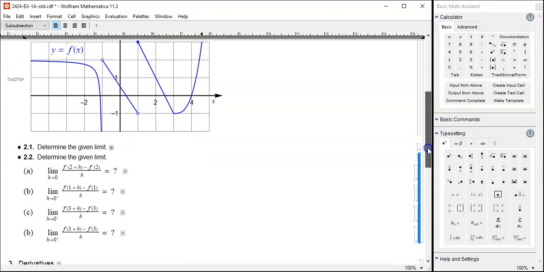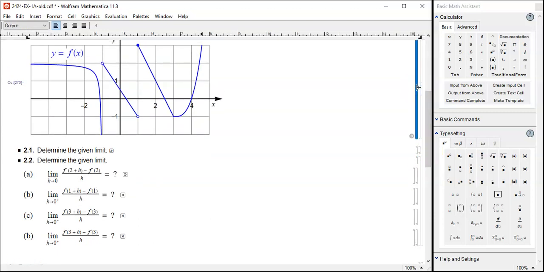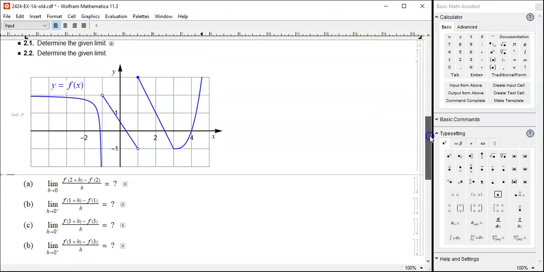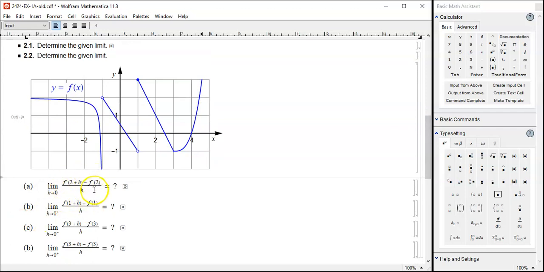Next set of problems are related to slopes. Okay. H is going to 0, and then this is difference quotient or Newton quotient. So this is a slope. Slope at x equals to what is the question? And then we have 2 plus h. So when x equals to 2, we have to read the slope. X equals to 2, the graph right here. What's the slope? It's a line segment, so it's easy to read. What's the slope of this line segment? Do you see this is -2? Rise over run, so it's -2.